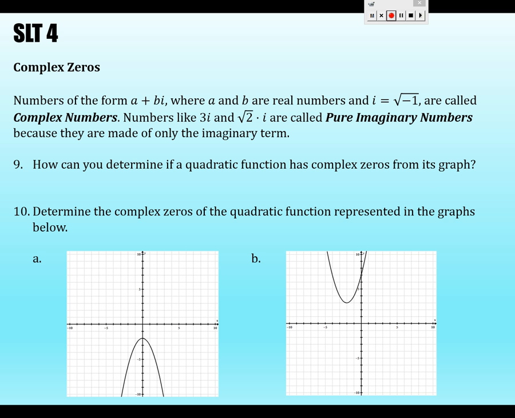All right, someone read, as we come to a close on this activity here. Listen up here. Lily reads out loud this last paragraph here. Go ahead. Numbers of the form a plus bi, where a and b are real numbers and i equals the square root of -1, are called complex numbers. Numbers like 3i and square root of 2 times i are called pure imaginary numbers because they are made of only the imaginary.